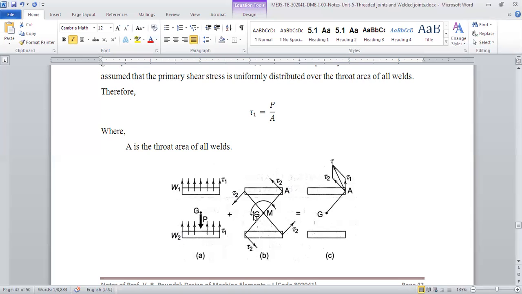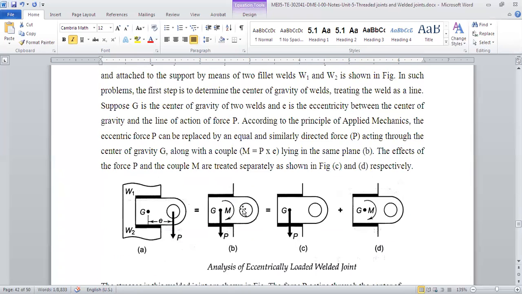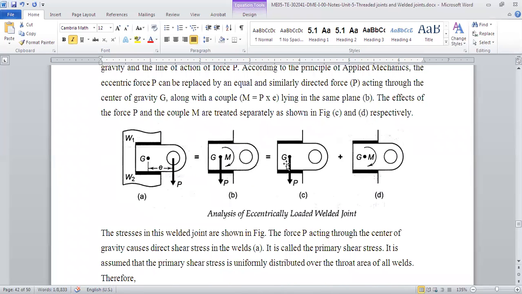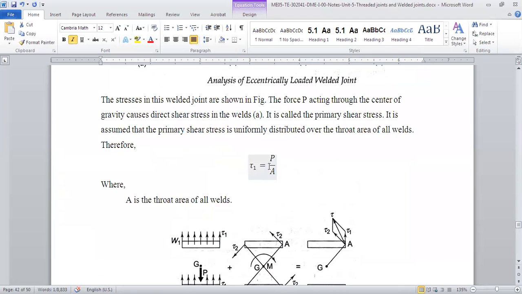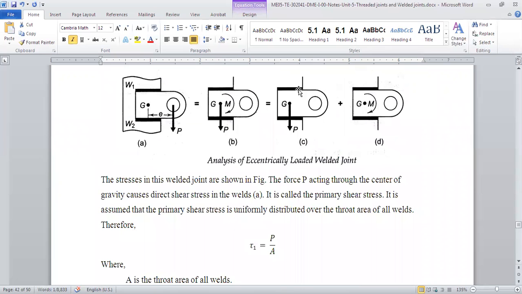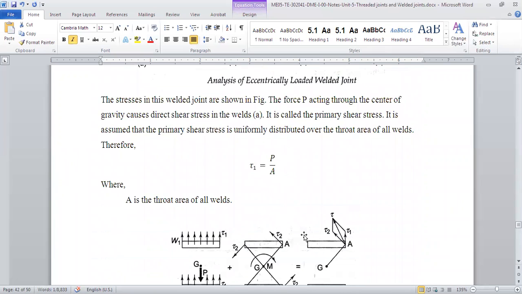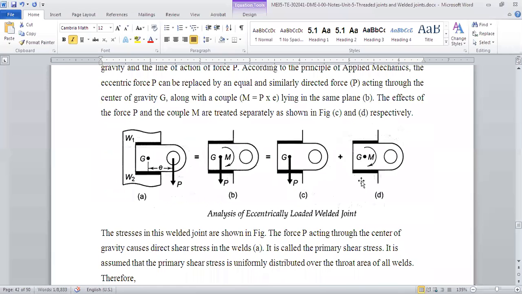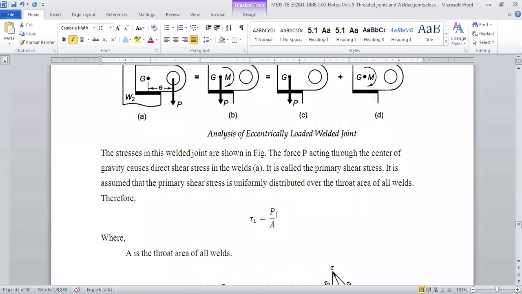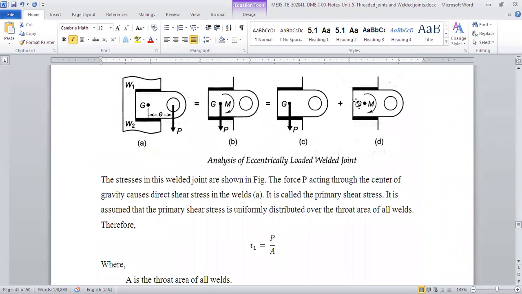Again, I will repeat. Because of the eccentric load, because of the P load, there will be a direct shear, which is given by tau 1 is equal to P upon A, right? That will be going upwards if the load is downward, going downwards if the load is upward, right? So it is taken here, and because of the moment of the eccentricity, the moment will be P into E, and that will be balanced by the moments in the welds.